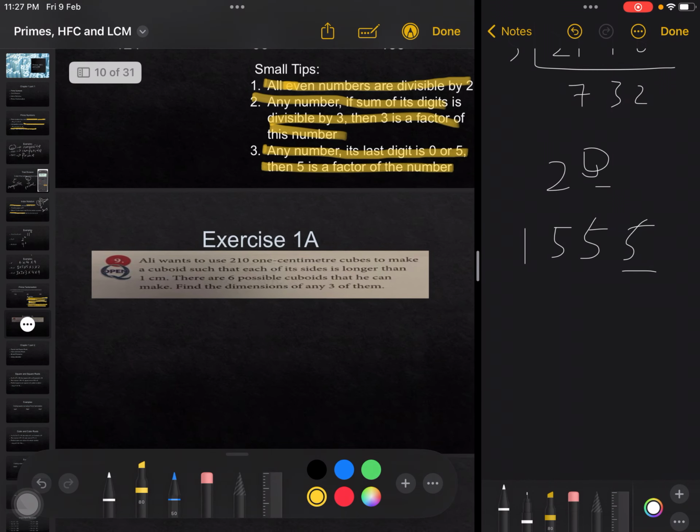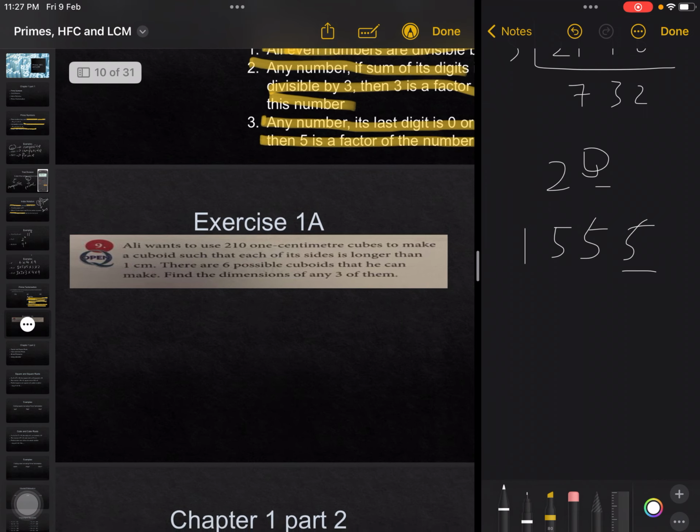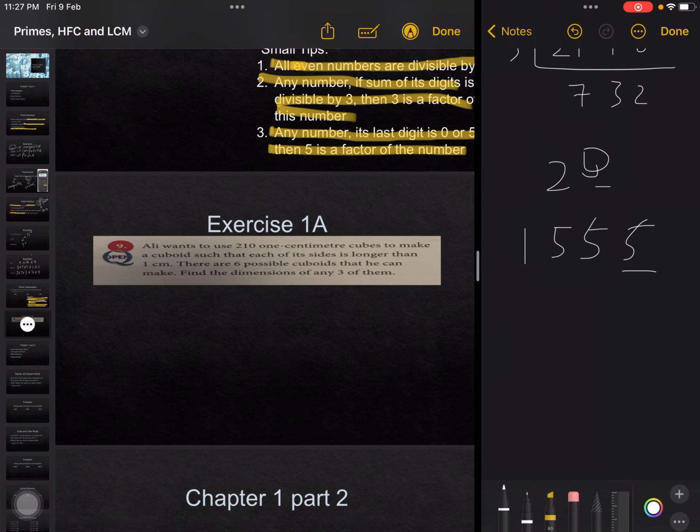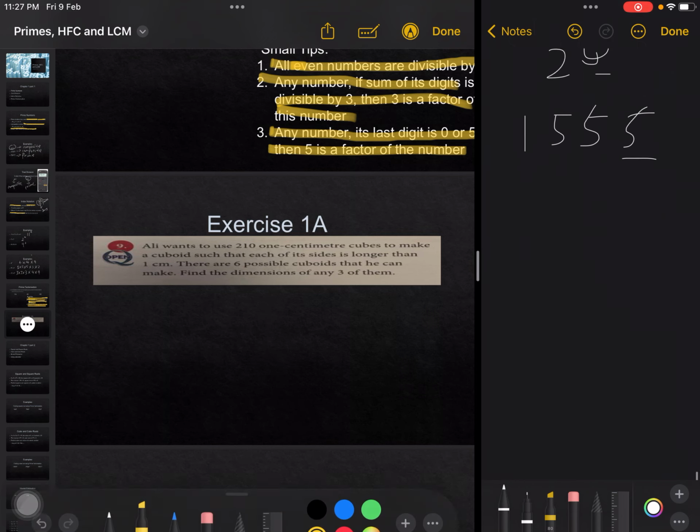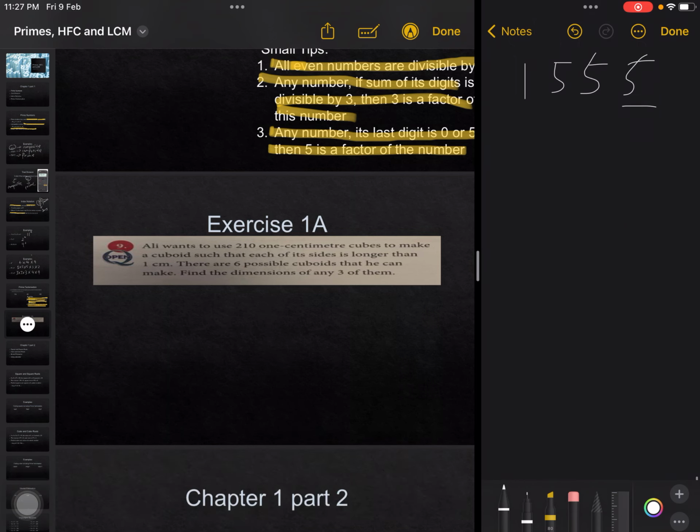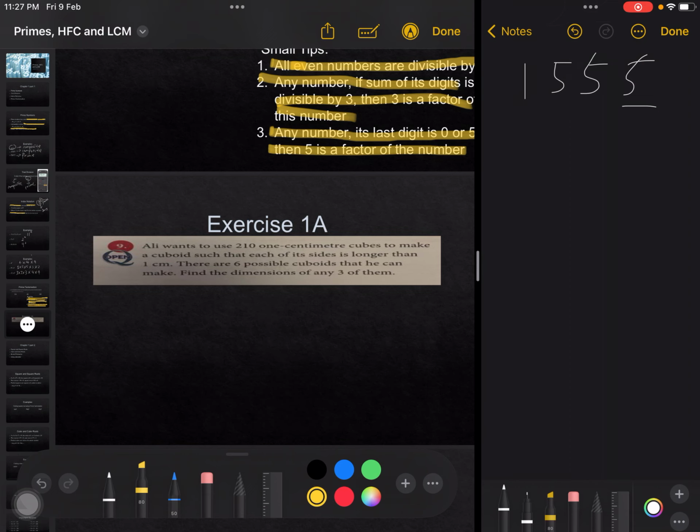Okay, so let's do this exercise 1A. I'm not sure if you are able to see this question clearly. So Ali wants to use, okay, we have this magic number 210. Ali wants to use this 210 1 centimeter cubes to make a cuboid.